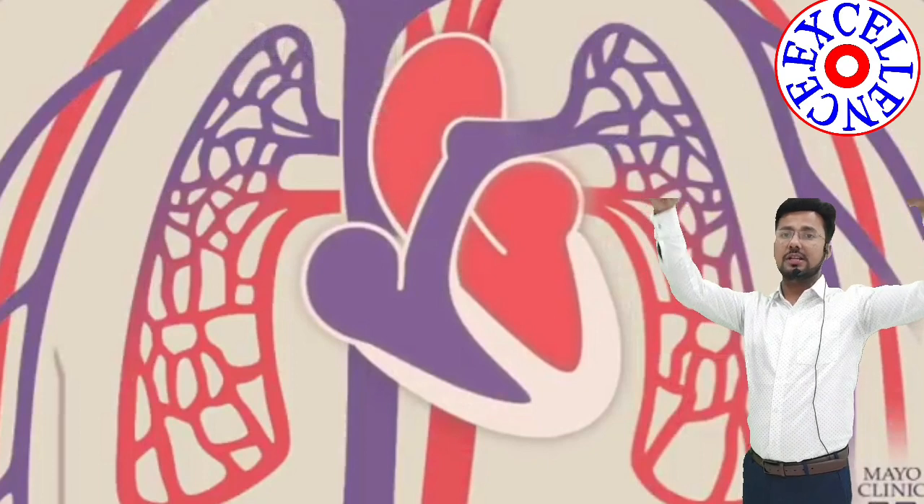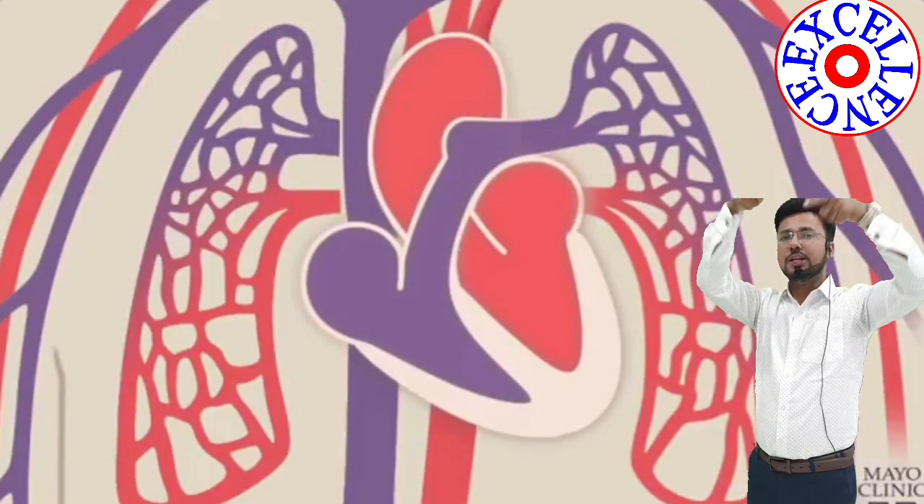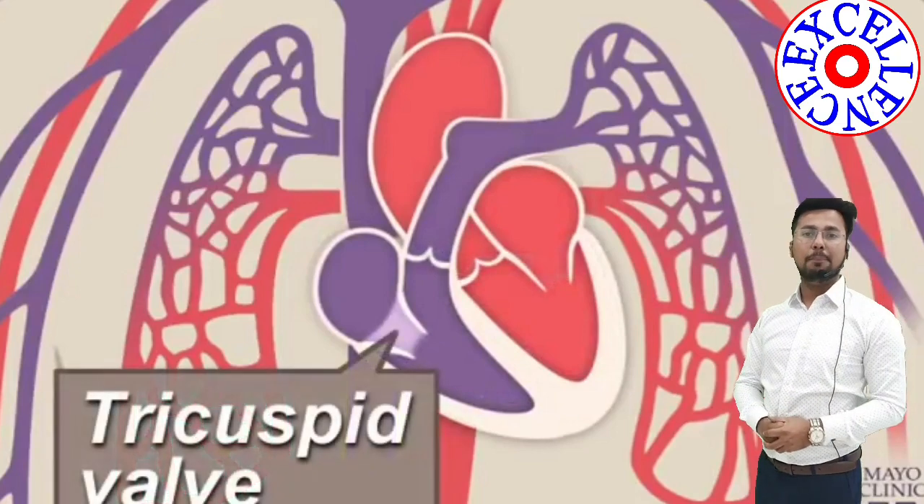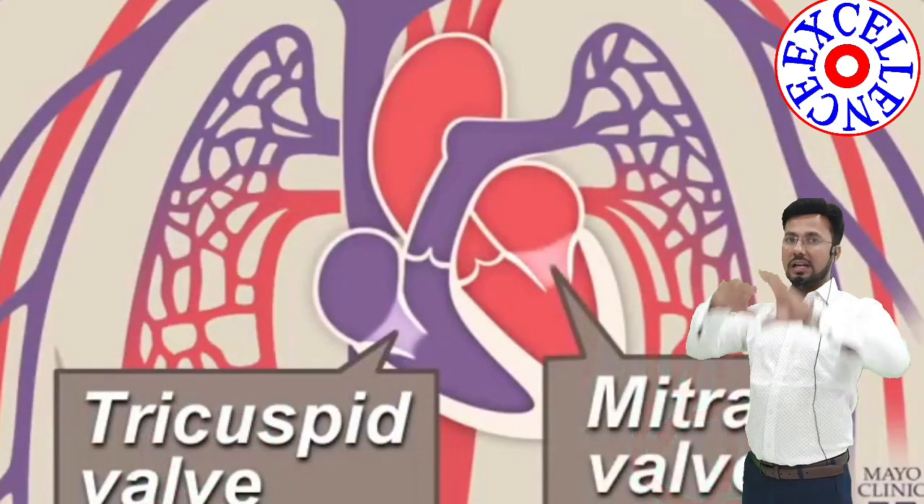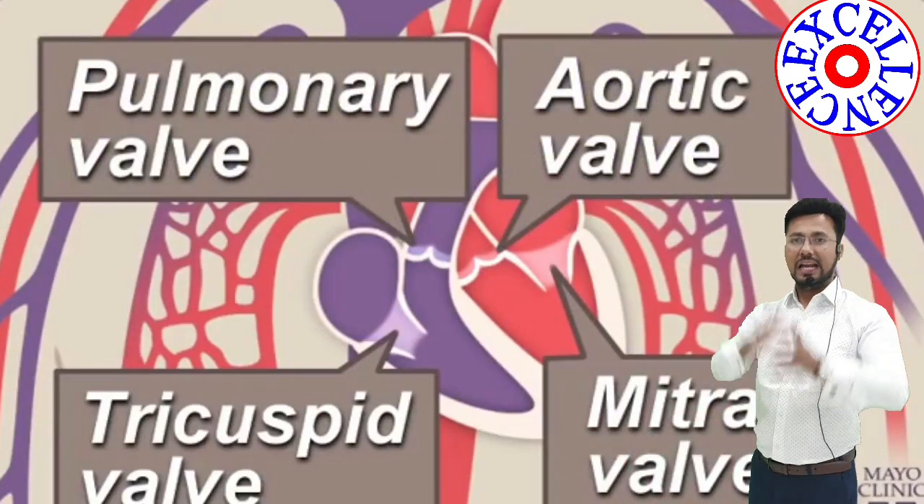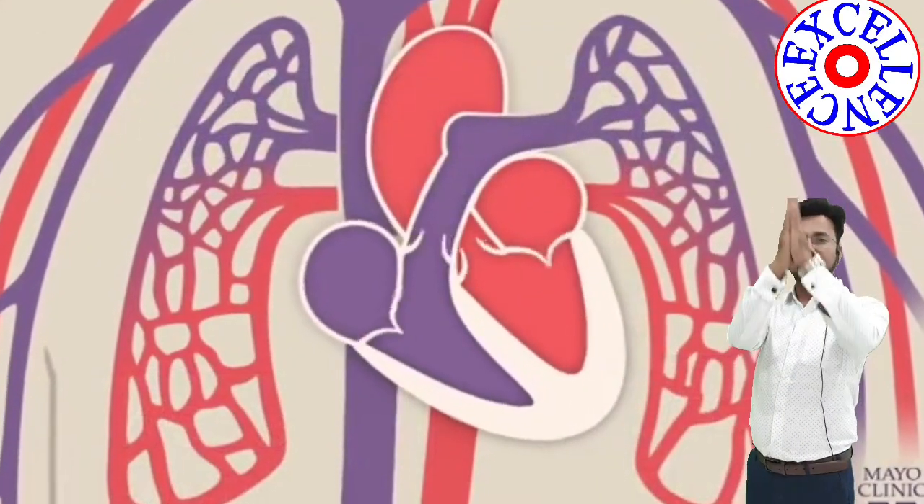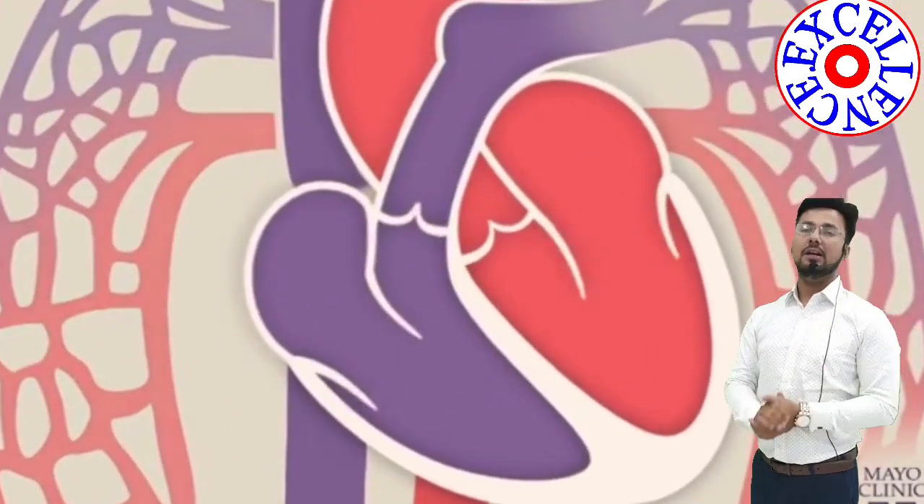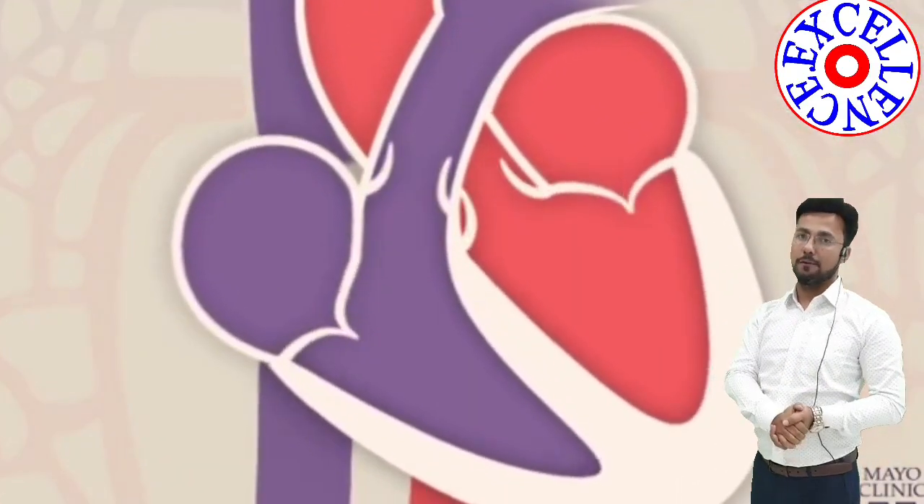Now, this oxygenated blood from the lungs comes back into the heart, now into the left atrium with the help of pulmonary vein. So, left atrium receives the oxygenated blood. Left atrium contracts and the oxygenated blood gets into the left ventricle with the help of bicuspid valve.